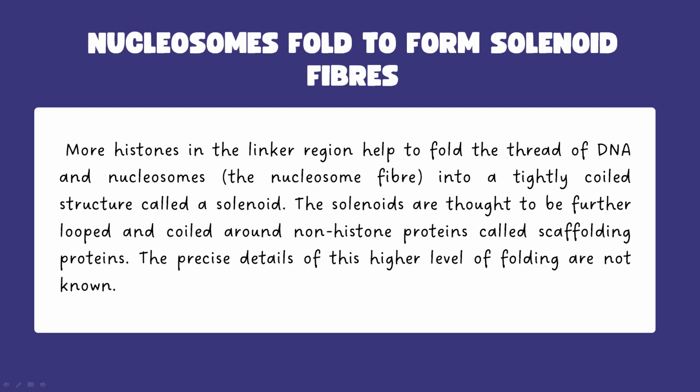Nucleosomes fold to form solenoid fibers. More histones in the linker region help to fold the thread of DNA and nucleosomes into a tightly coiled structure called a solenoid. The solenoids are thought to be further looped and coiled around non-histone proteins called scaffolding proteins. The precise details of this higher level of folding are not known.